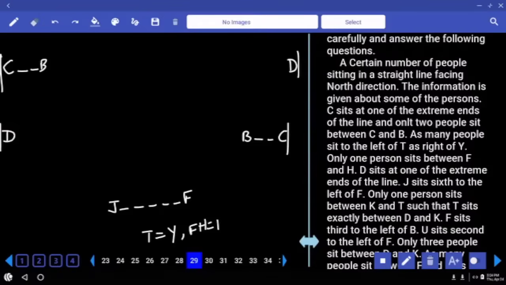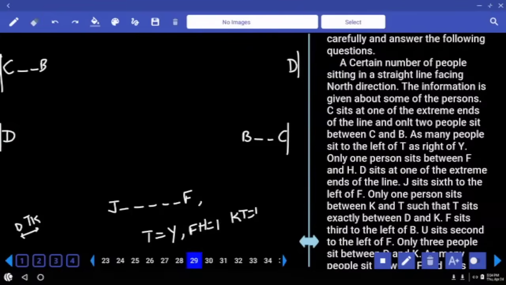Only 1 person between K and T. Now in between K and T how many? K and T there is exactly 1 person. And such that T sits exactly between D and K. Now T is exactly between D and K. T is in between D and K in any order.